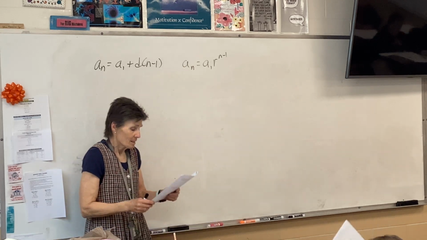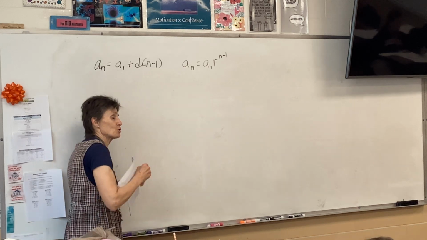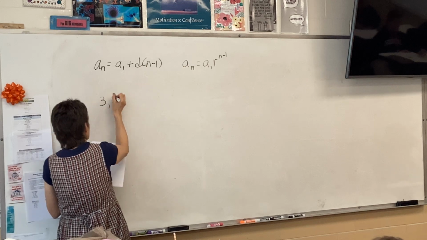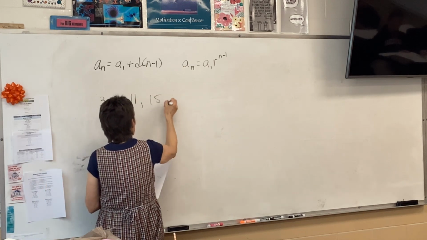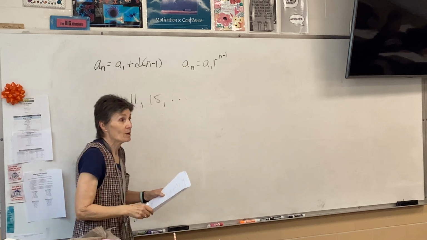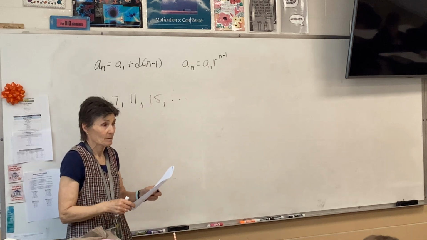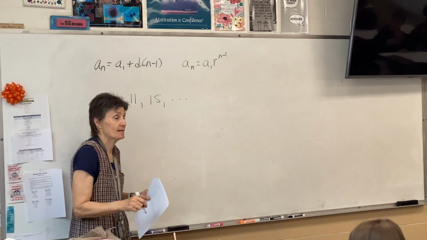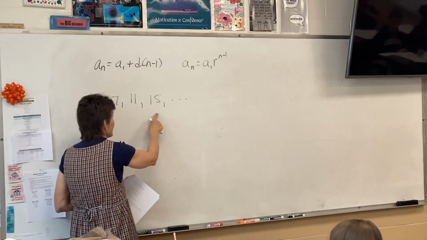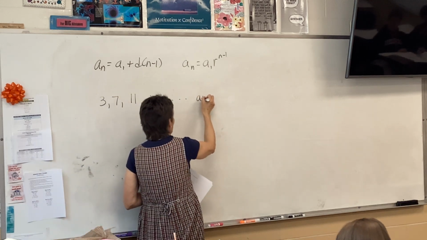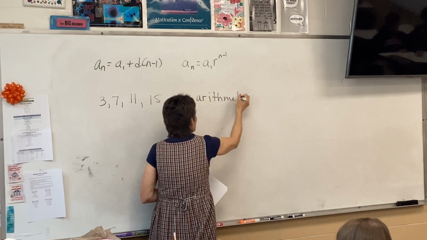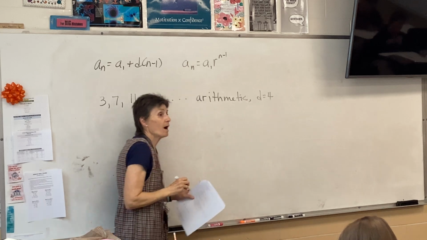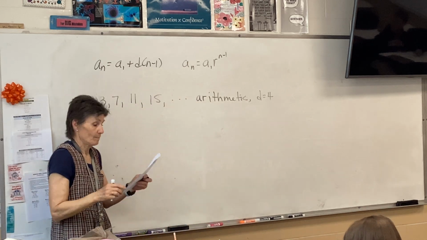Now, number one, our notes, 9.4, number one, we have this sequence. Now, there's some new vocabulary in here, so we all need to be paying attention. Tell what type of sequence this is. So what do you think? Arithmetic, because we are adding 4, so our common difference is 4.